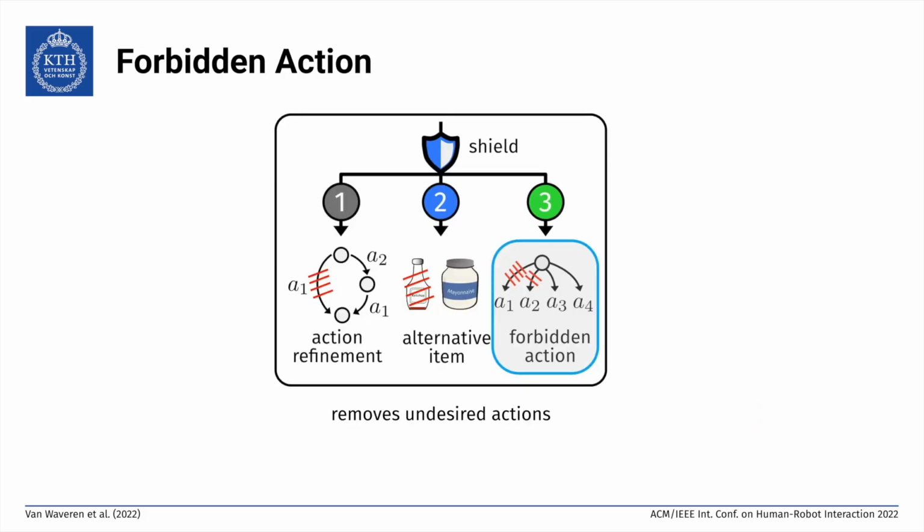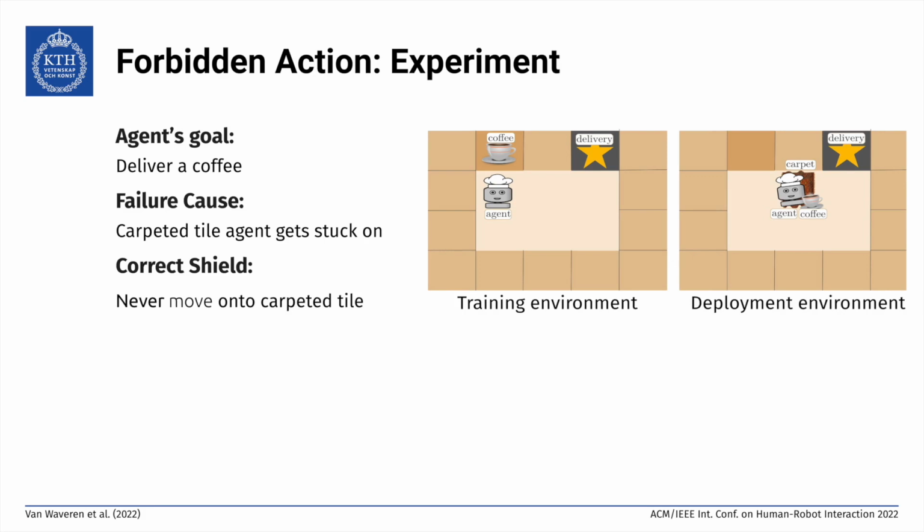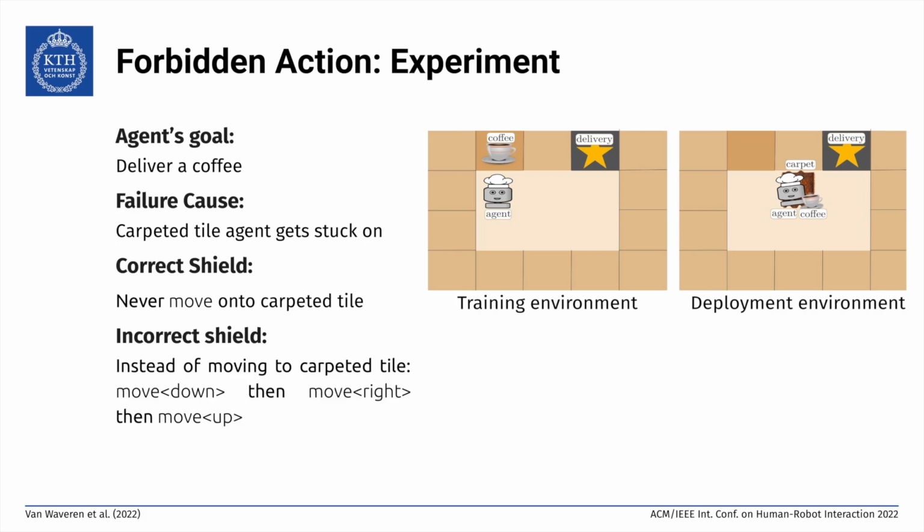The forbidden action shield removes undesired actions. The agent has been trained to deliver a coffee. However, after deployment, one floor tile is occupied with a carpet. We apply a correct shield that constrains the agent's behavior such that it never moves onto a carpeted floor tile. The incorrect shield refines the failed action by instead moving one tile down, one right, and one up.